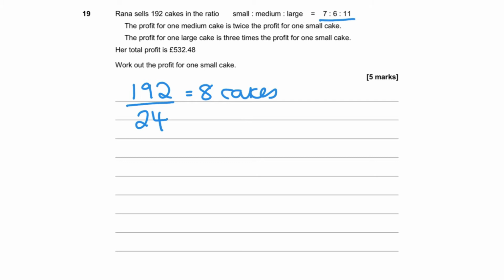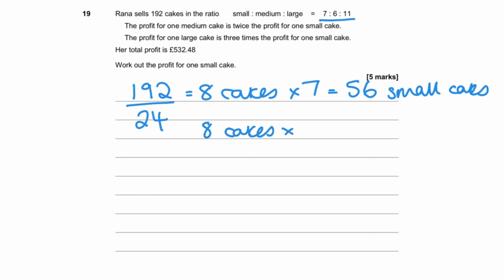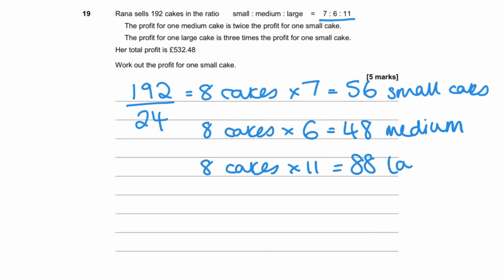So the small cakes are represented by 7 parts of the ratio. So we'll times our 8 cakes by 7 to find that there were 56 small cakes sold. So the medium cakes are represented by 6 parts of the ratio. So we'll do 8 cakes times 6 is equal to 48 medium cakes. And for the large, that's 11 parts of the ratio. So we'll do 8 cakes times 11, which is 88 for the large cakes.